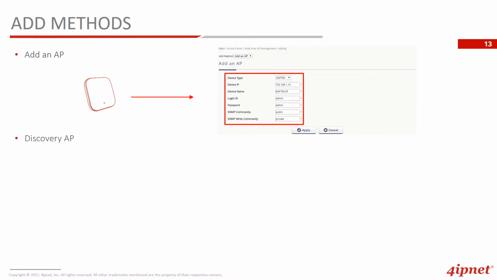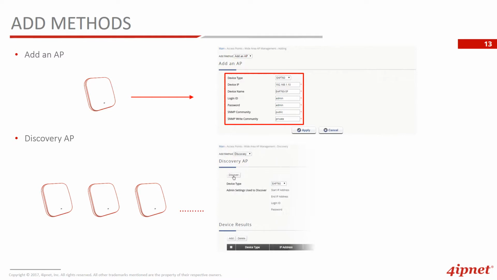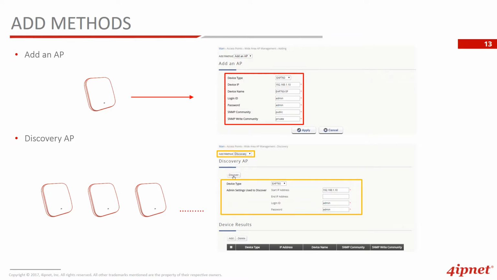The second option is to add multiple APs. You can select Auto Discovery under Add Method. When Discovery mode is enabled, please then specify the device type, the approximate IP range, the login ID, and password for the WHG controller to detect and discover the access points. Once all the AP's information is entered, click the Discover button and the page will be refreshed. Afterwards, the discovered results will be listed at the bottom under Device Results. You can then configure the device name before you add the selected APs.